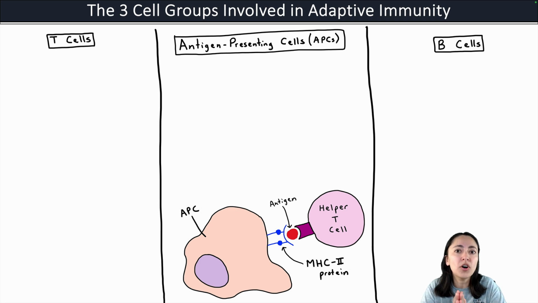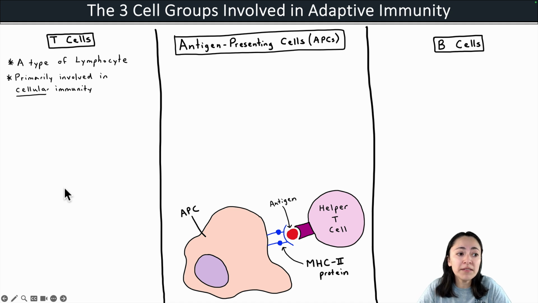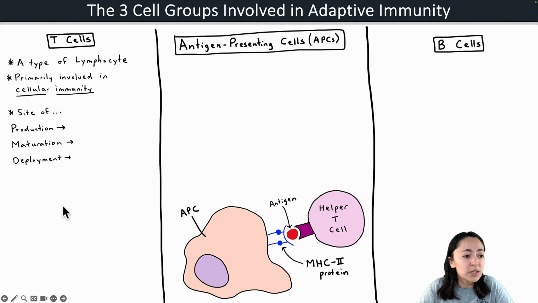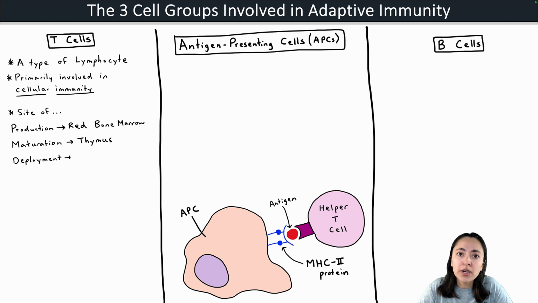The 3 cell groups involved in your adaptive immune response include T cells, antigen-presenting cells, or APCs, and B cells. T cells are a type of lymphocyte. They are primarily involved in cellular immunity, but you'll see that helper T cells are involved in both cellular and humoral immunity. So where are T cells produced? T cells are produced in our red bone marrow, and then they mature in an organ called our thymus. After they mature, they are deployed to our lymphatic tissues and organs, where they will become exposed to specific pathogens and so forth.